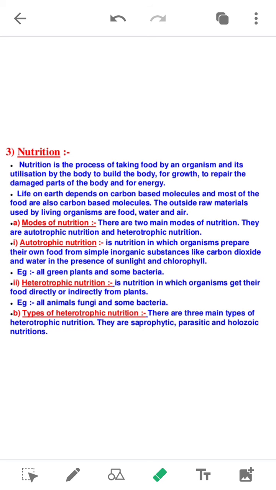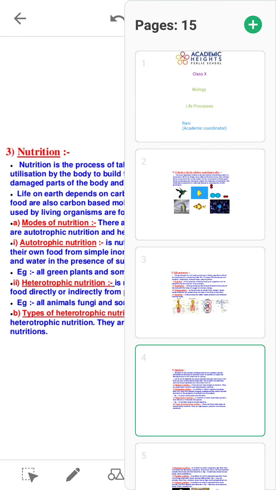Heterotrophic nutrition is a nutrition in which organisms get their food directly or indirectly from plants. Examples are all animals, fungi, and some bacteria. Types of heterotrophic nutrition. There are three main types of heterotrophic nutrition. They are saprophytic, parasitic, and holozoic nutrition.